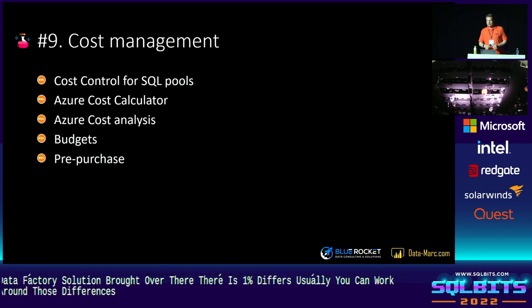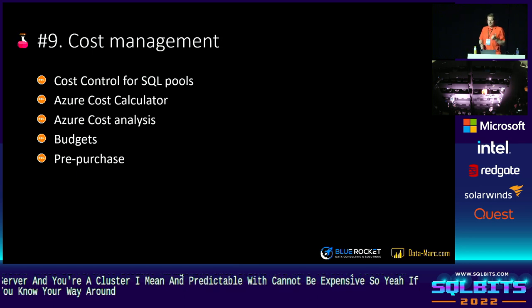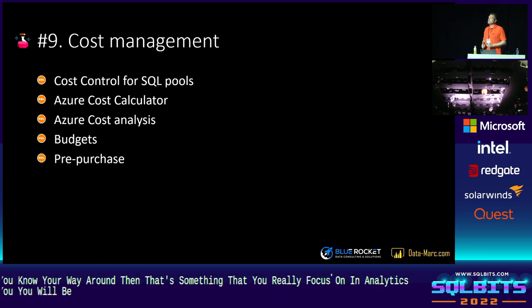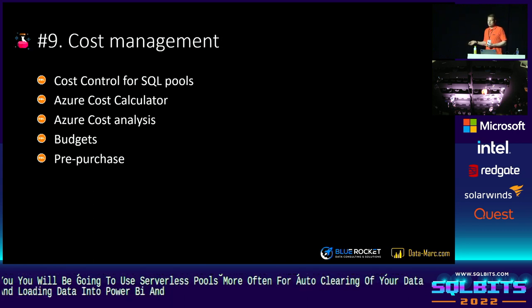Topic number 9, cost management. Databricks: you have to worry about your server and your cluster, and it's predictable, but it can also be expensive. So if you know your way around, then that's something that you really focus on. In Synapse Analytics, you will be going to use serverless pools more often for ad hoc querying of your data and loading data into Power BI and other tools. And they have their own cost. So be aware of that.